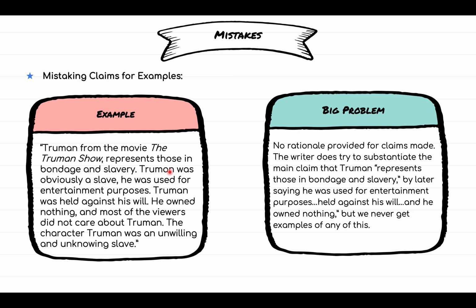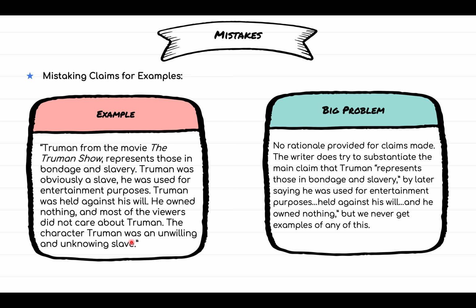Truman was obviously a slave. He was used for entertainment purposes. Being used for entertainment purposes makes you a slave? Okay. Truman was held against his will. Show me. Where? When? How? I don't see it. He owned nothing. He owned some things, and most of your viewers did not care about him. They did certainly care. Explain that. You made a mistake, right? Back it up. The character Truman was an unwilling and unknowing slave.